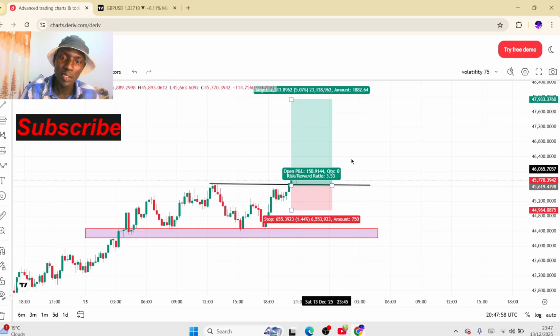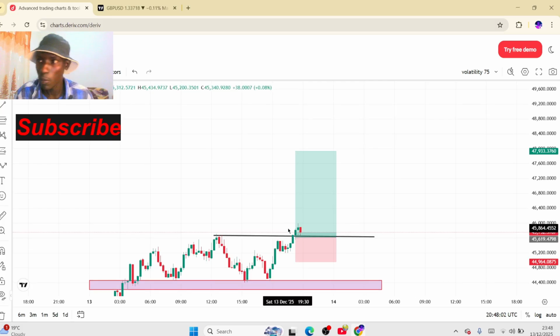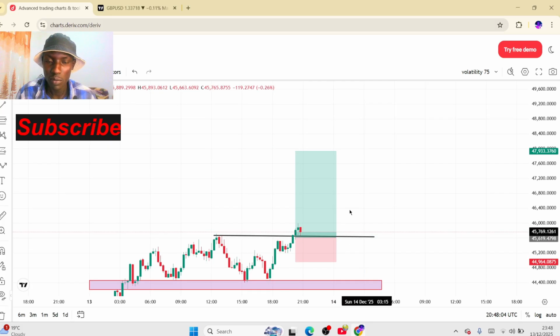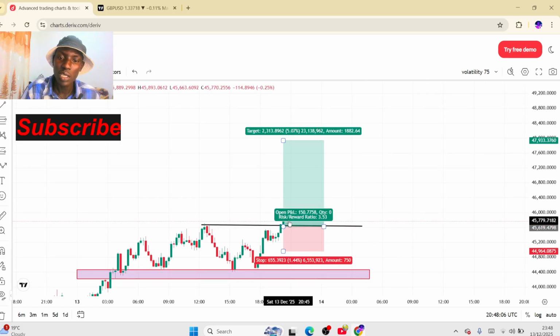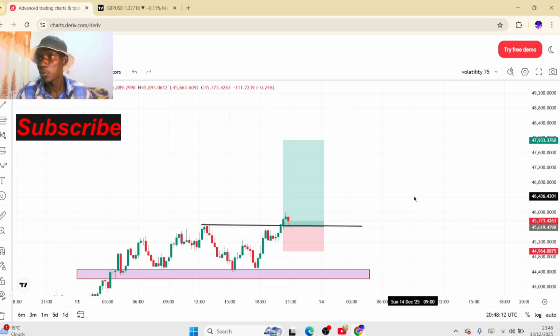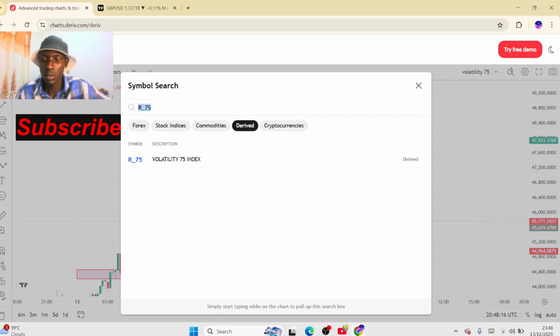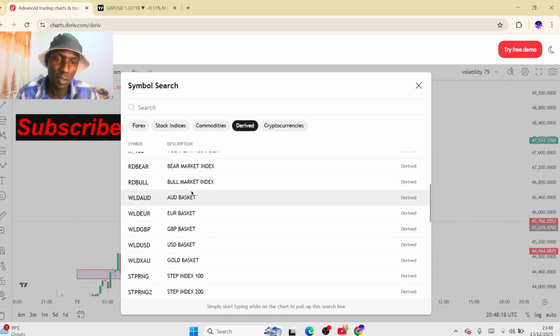Meaning our analysis is correct in this. I said a close above this, or to form another candlestick above this zone, which you are seeing, a bearish candlestick formed here. So if it pushes back up now again, then we shall be sure that the market is going in our direction. Let's see which other pair here.